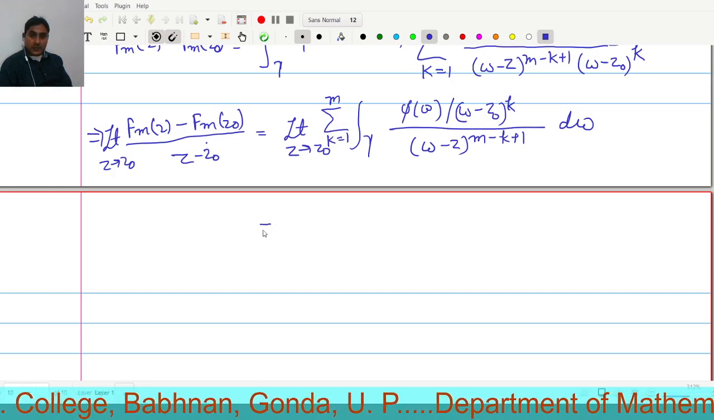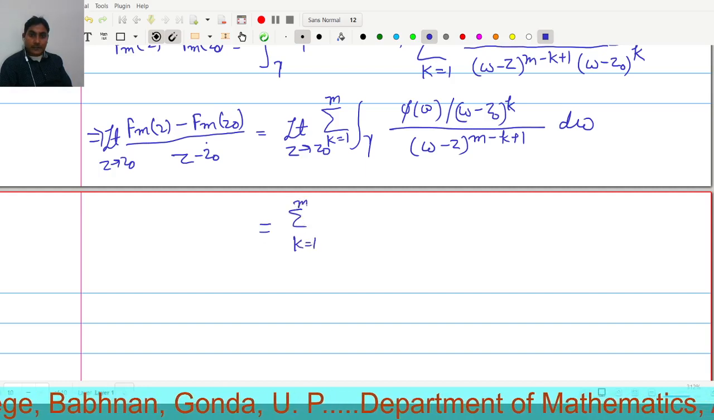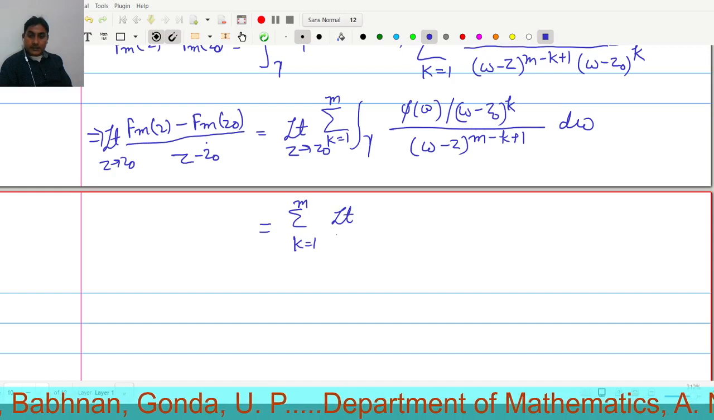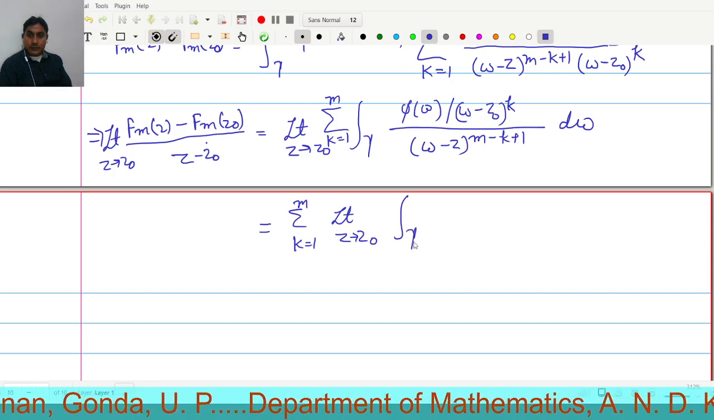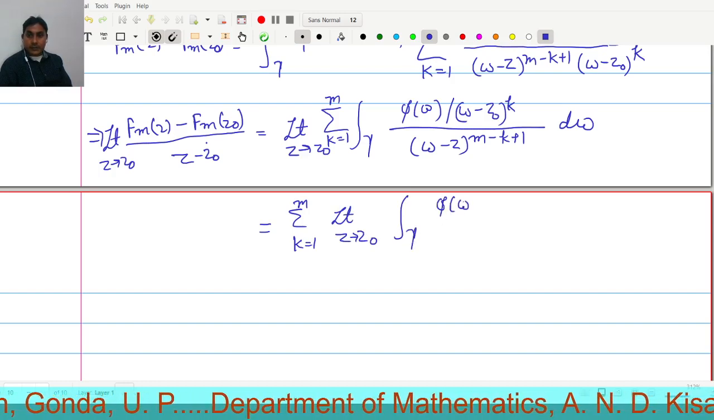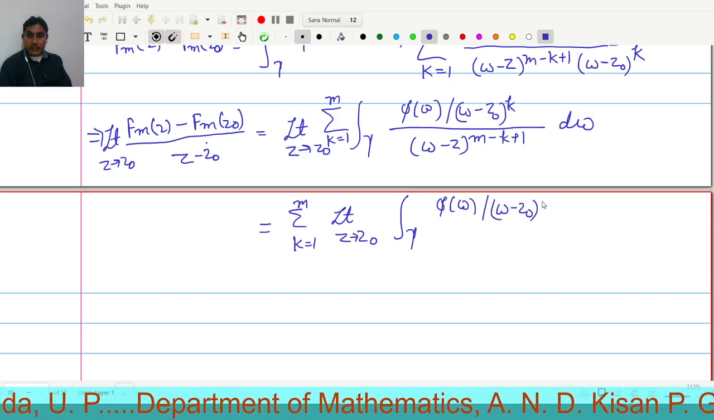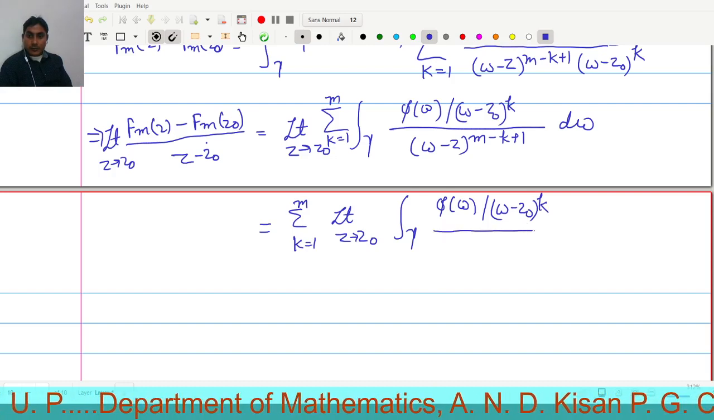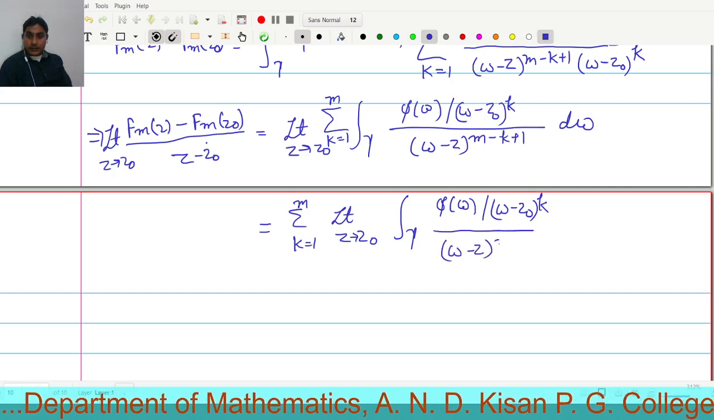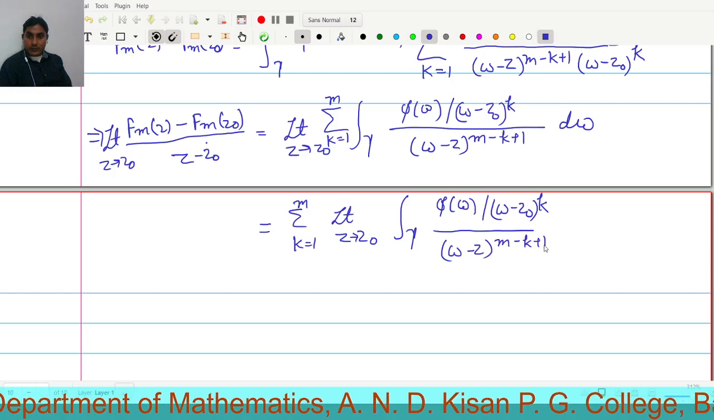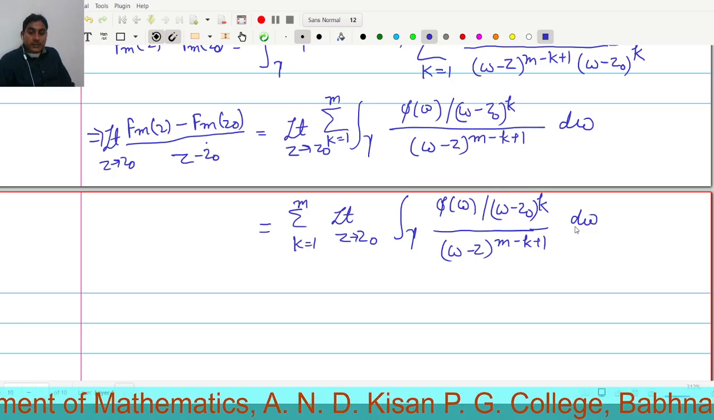So it means this can be written as summation k varies from 1 to m, limit z tending to z naught, integral over gamma of phi of w upon (w minus z naught) to the power k, and then whole upon (w minus z) to the power m minus k plus 1 dw. Okay, so a few things can be observed here.